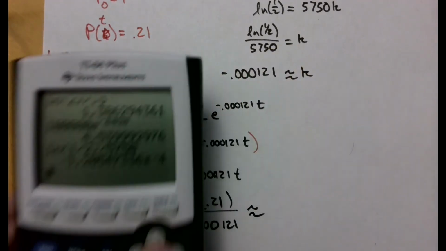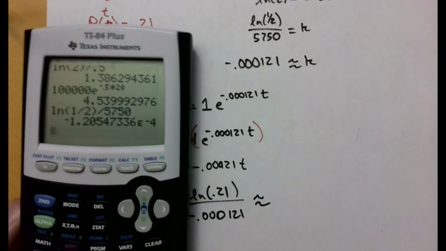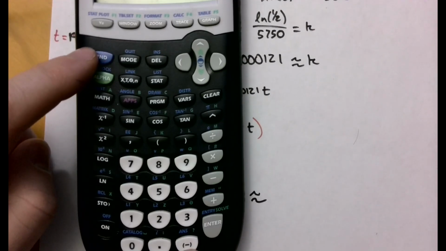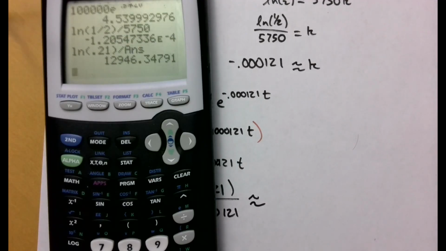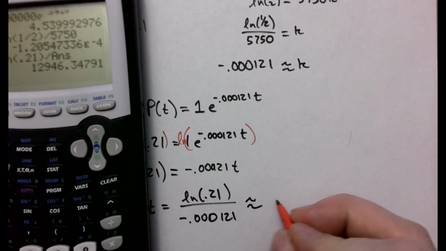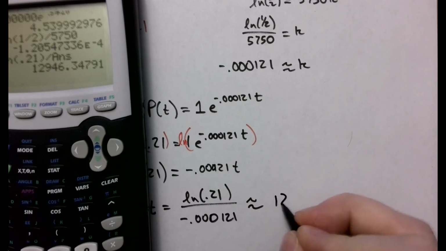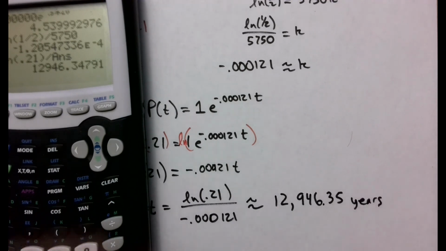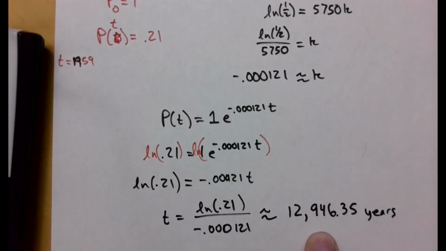So this is approximately equal to, and here's the nice thing about these TI-89 calculators, you could also do this in Desmos. You're going to hit natural log of 0.21, and then I'm going to divide by the previous answer that I've left in my calculator. If you're wondering how I did that, I hit second negative sign for ANS, for answer, and I get, well, in 1959, this guy was 12,946.35 years old. In other words, he died this many years ago.